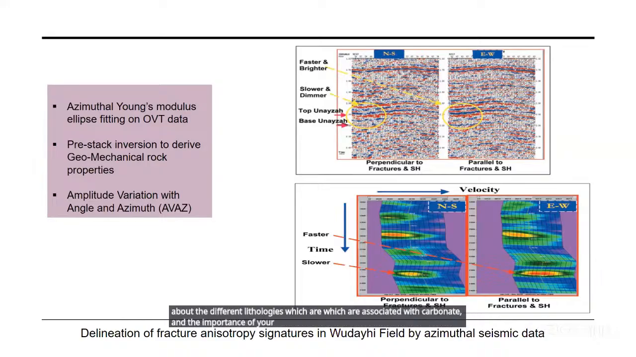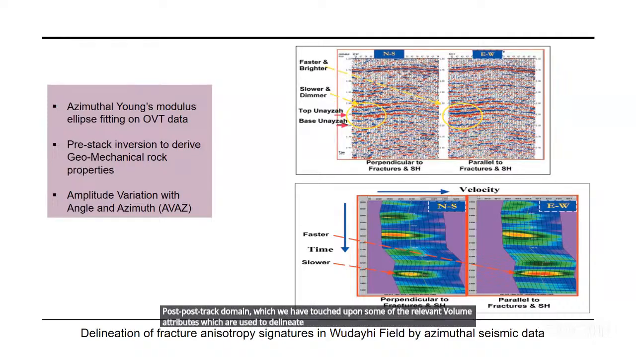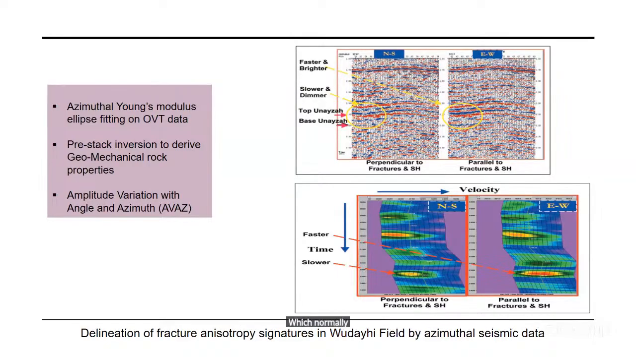Obviously, we have touched and talked about the different lithologies which are associated with carbonate and the importance of fractures, open fracture and closed fracture. And then we jumped into the post-stack domain, where we touched upon some of the relevant volume attributes which are used to delineate discontinuity. In this case, it can be faults or fractures. Then, as we know, there is a limitation in post-stack data.